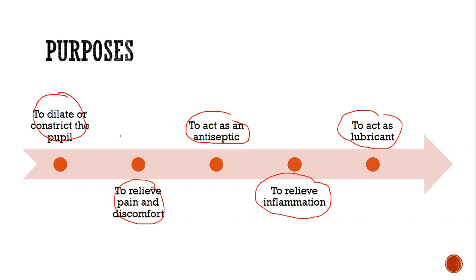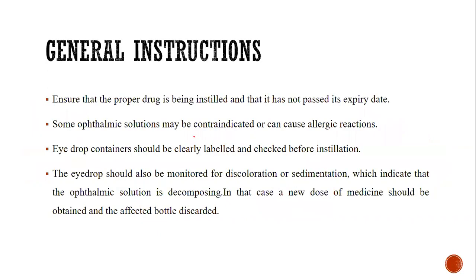So, these are the purposes: to dilate or constrict the pupil, to act as an antiseptic, to act as a lubricant, to relieve inflammation, and the last one is to relieve pain and discomfort. Then next is the general instructions that we have to follow while administering an eye drop.